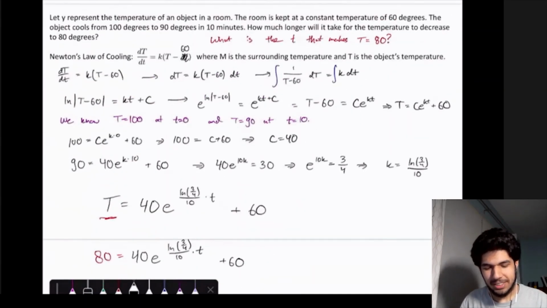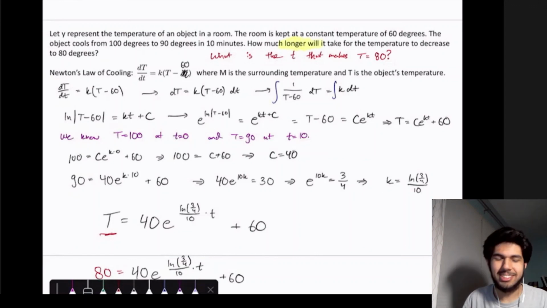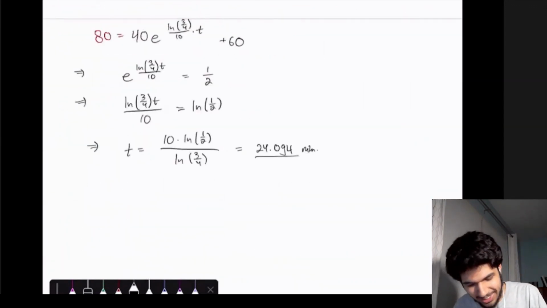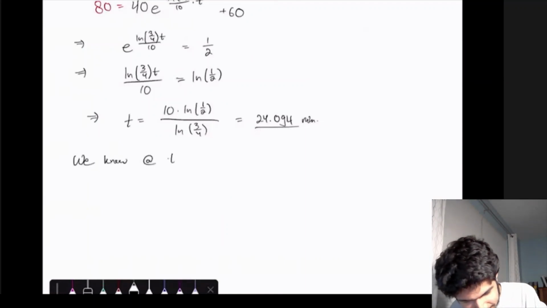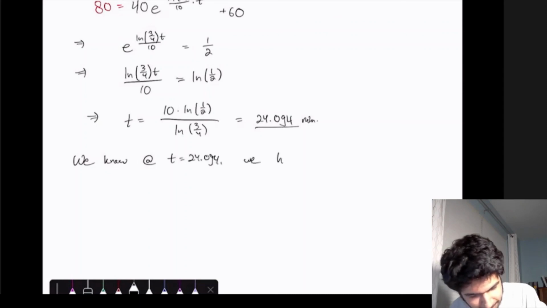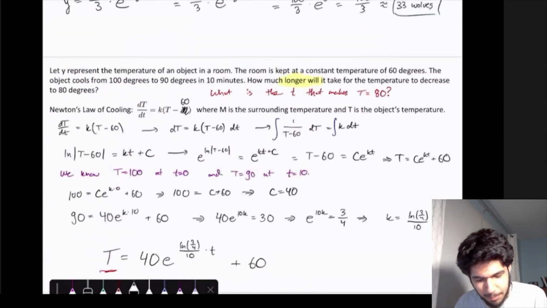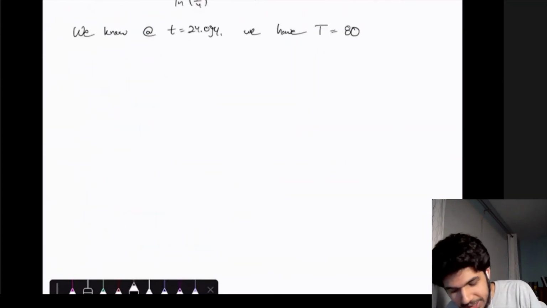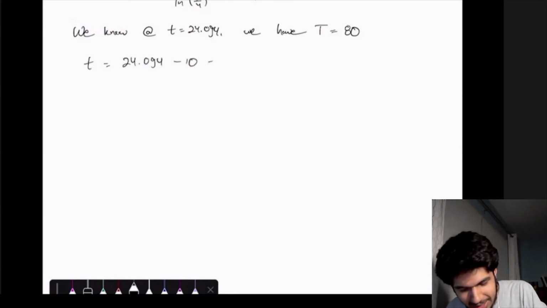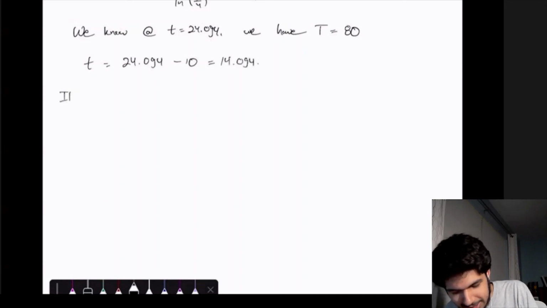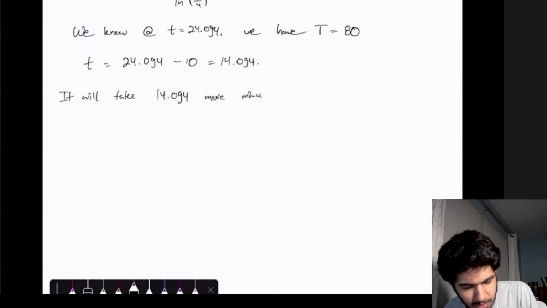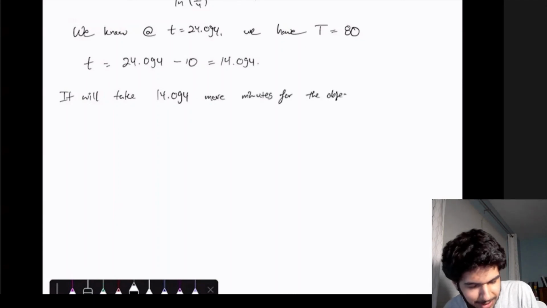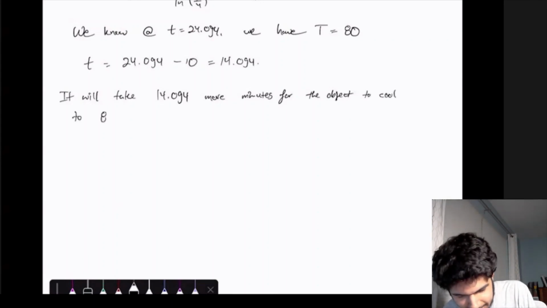not the correct answer, because the question asks, how much longer will it take for the temperature to decrease to 80 degrees? So we know at t equals 24.094, we have T equals 80, but the object had already cooled to 90 degrees and it's already been 10 minutes. So we need to calculate t equals 24.094 minus 10, because those 10 minutes have already passed, equals 14.094, and we would write it will take 14.094 more minutes for the object to cool to 80 degrees.